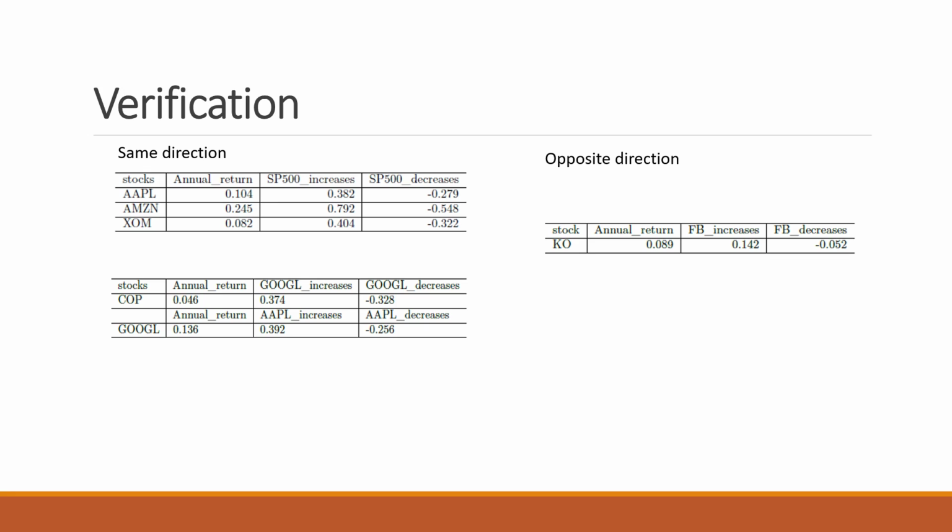When Facebook stock increases, the corresponding KO stock increases 14%. And when Facebook decreases, Coca-Cola also decreases 5%. Although it still seems like a positive correlation, the magnitude has dropped significantly. There is only a 20% difference when Facebook stock price decreases to increases, and that proves they don't have such a strong positive correlation.